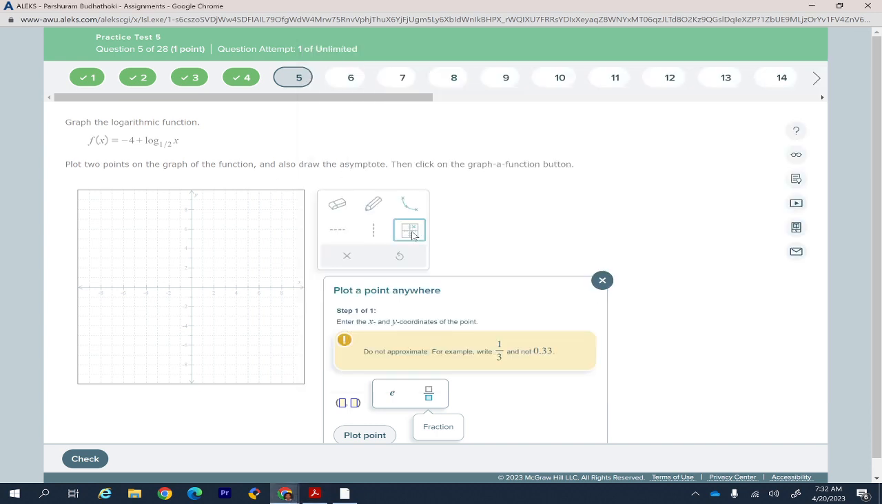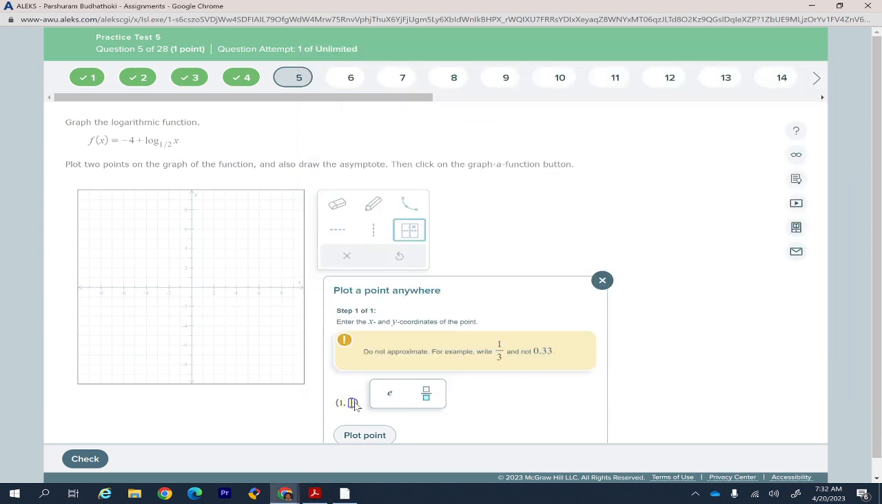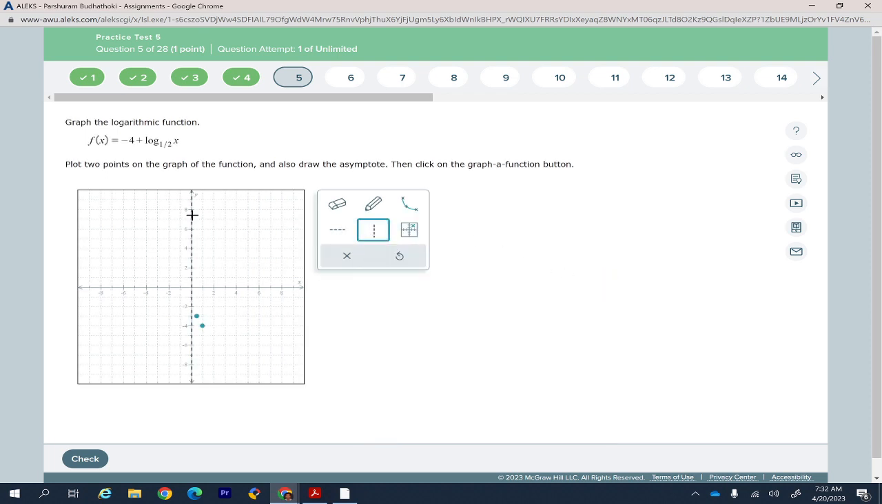For that, just use here when x is 1, y is negative 4, plot that. And when x is half, y is negative 3. 2 points are enough. We're asked to use 2 points. And the vertical asymptote would be this one. Okay, the vertical asymptote. Now to plot the graph, this is the graph. You see? Check.